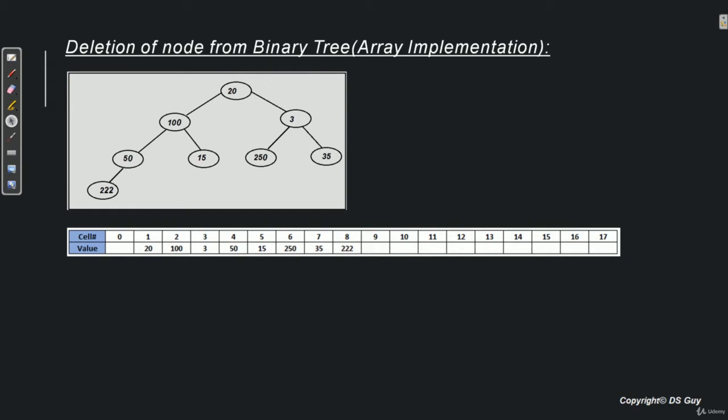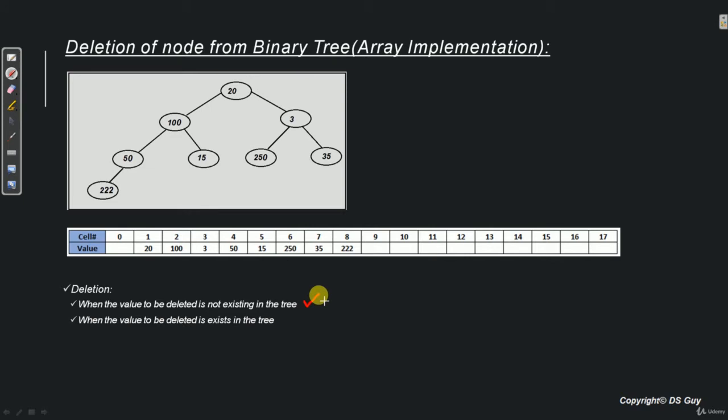Now in this video, let's see how we can delete a node from a binary tree which is implemented in an array. Now when we are trying to delete a node from a binary tree, there can be two situations. That is, the value that we want to delete does not exist in the tree. The second option can be the value exists in the tree and we want to delete it. So of course, if the value does not exist in the tree, then there is no question of deleting. So we simply return an error message saying that the value does not exist in the tree.